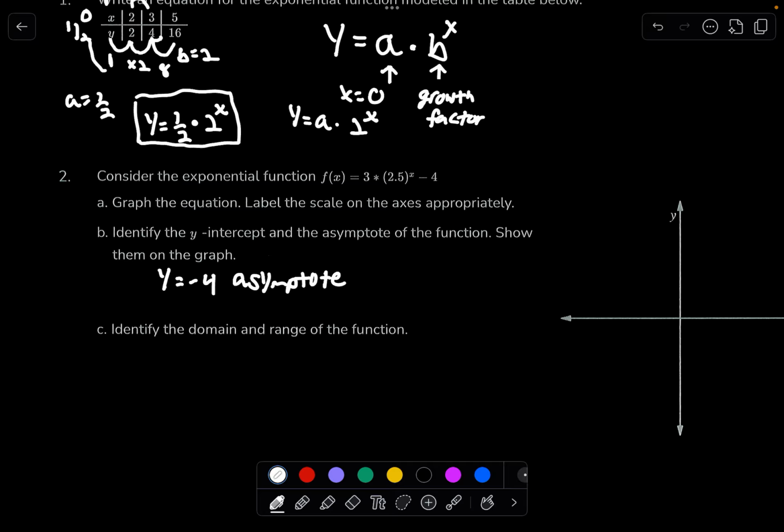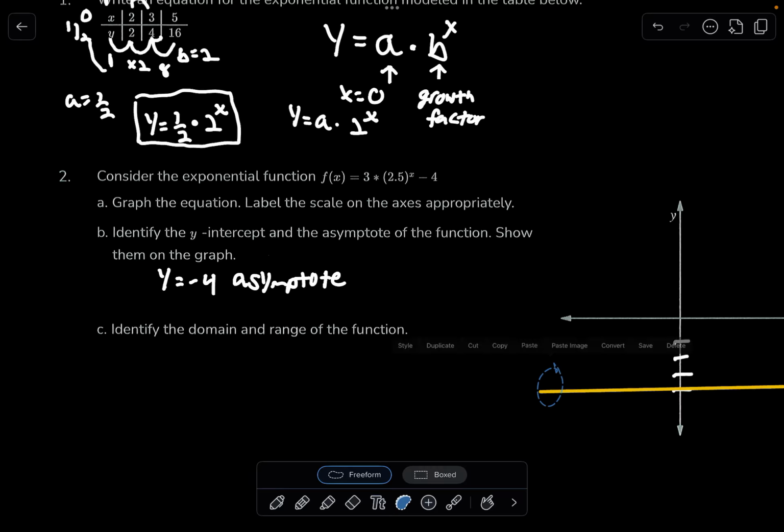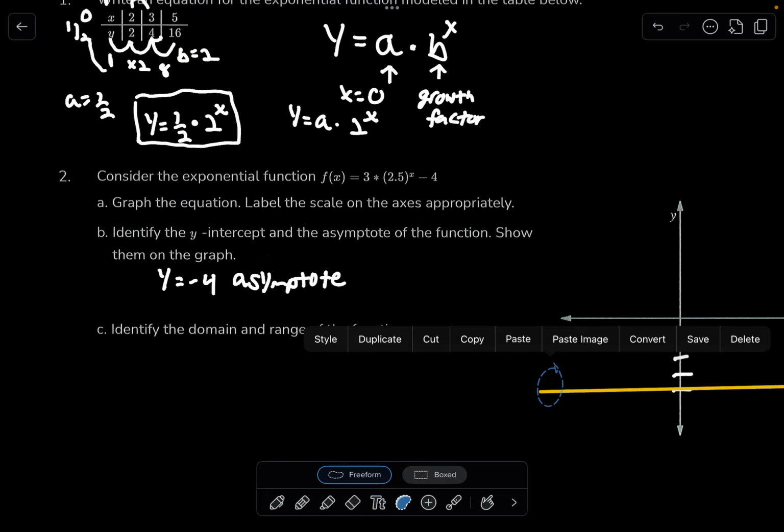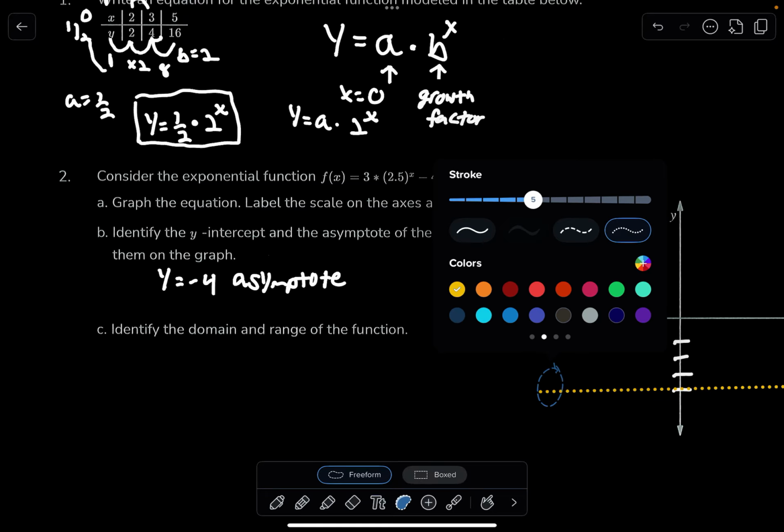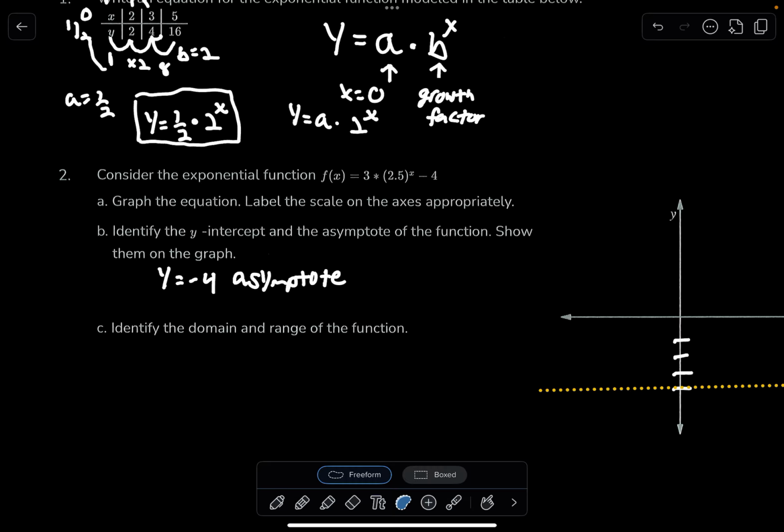So we can go 1, 2, 3, 4. We know there's a horizontal asymptote. I'm just going to draw a straight line, a horizontal line, and then move it down. That right there is the asymptote. As a matter of fact, I want to change it to a dashed line so you understand that's the asymptote.